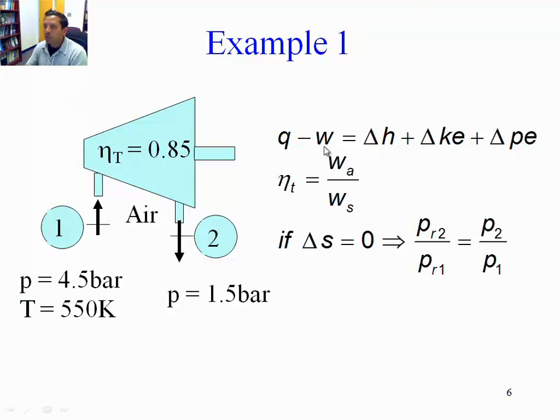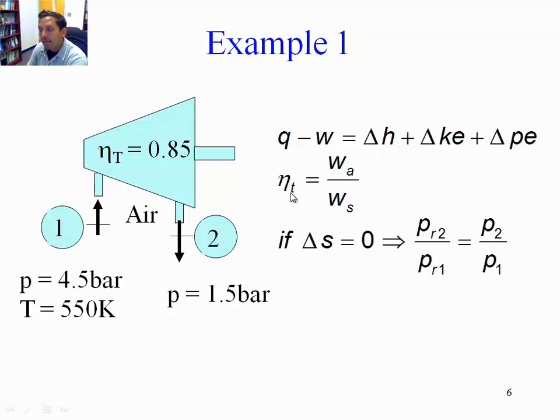These are the equations we have. The first law of thermodynamics, Q minus W is equal to delta H, delta kinetic energy, and delta potential energy. Notice that we're working on specific mode. We have no mass flow rate, and we have no information about the mass flow rate, or we have no means of calculating it. So we keep everything in specific mode in this particular case.